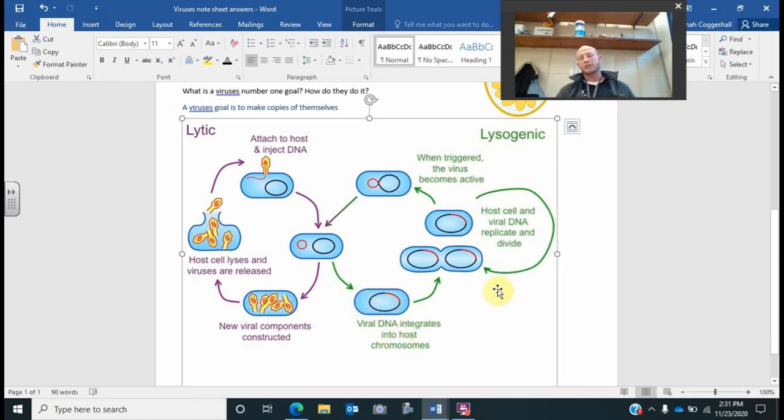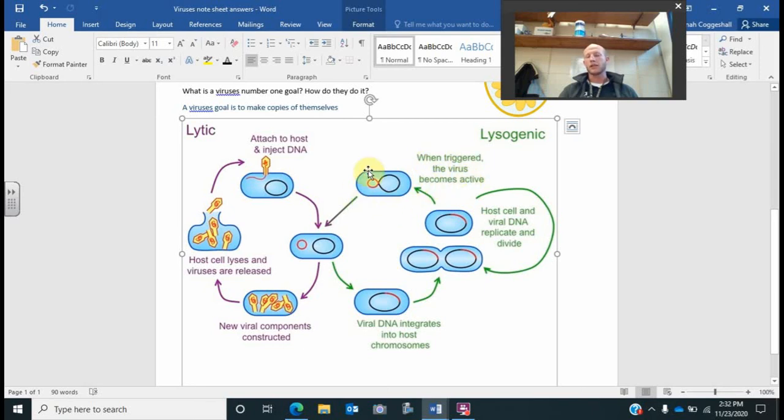And then this cell, whether it be a bacteria cell or even your own cell, replicates. Bacteria cells replicate. That's just what they do. That's what all life does, it reproduces, right? And so this guy just keeps on reproducing. The host cell reproduces, and the viral DNA is replicated along with it. And it just keeps going over and over again like cells normally do. So nothing's wrong here at this point until it gets to this stage, when triggered, the virus becomes active.